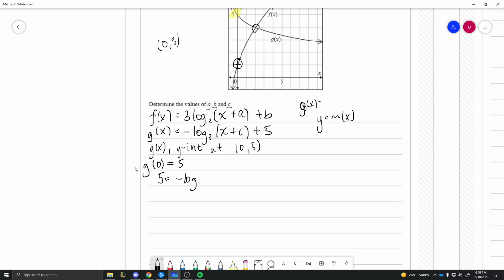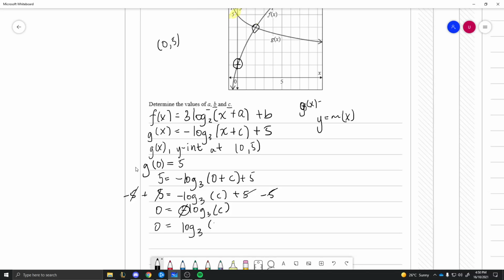So negative log base 3 of (0 plus c), plus 5. We can simplify the function a bit: negative log base 3 of c, because 0 plus c is just c, plus 5. Let's subtract 5 from each side. Then these cancel, and you end up with 0 equals negative log base 3 of c. Now you can put this negative on the other side, so it just turns into negative 0, or just 0. So 0 equals log base 3 of c.